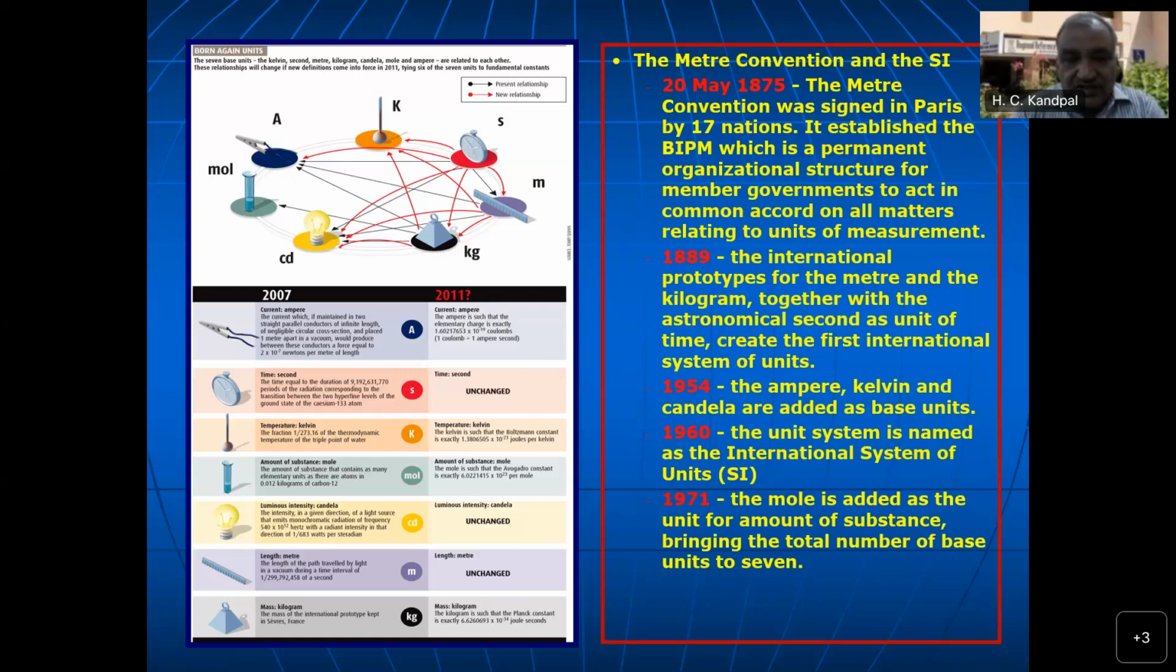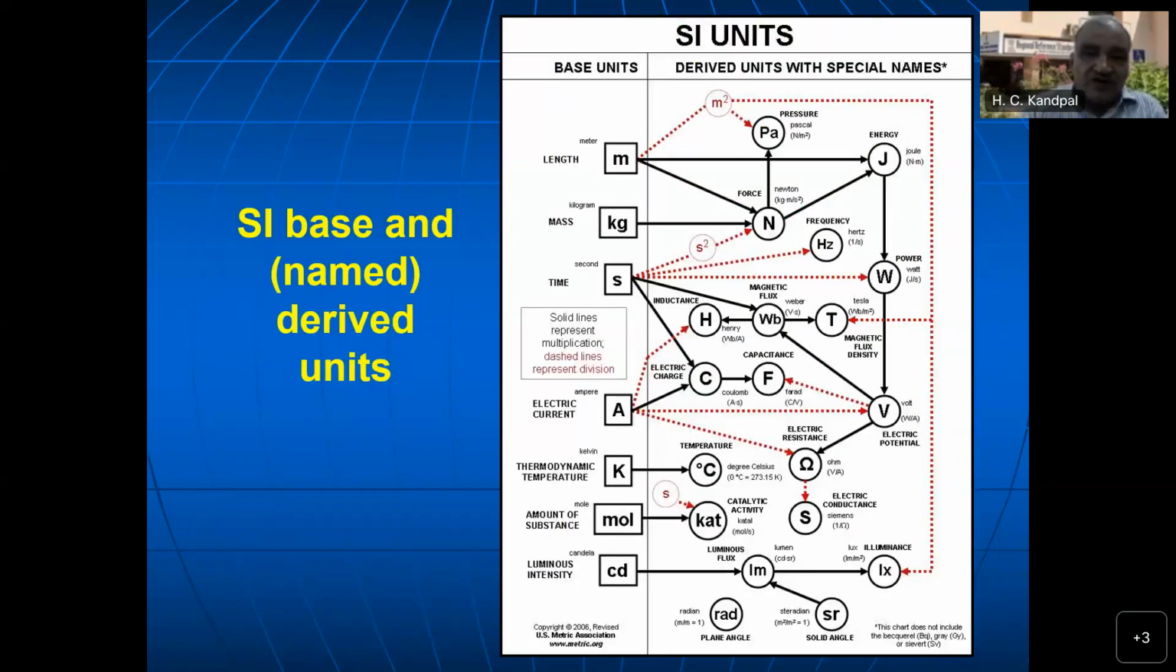And in 1960, this system was named the International System of Units. And the seventh parameter, that is mole, was added to this list. Depending on how other parameters are expressed in terms of these seven parameters, we have the name derived units. Those are called SI units, as they were defined in 1960. And then many other units which are defined in terms of these units are called derived units.